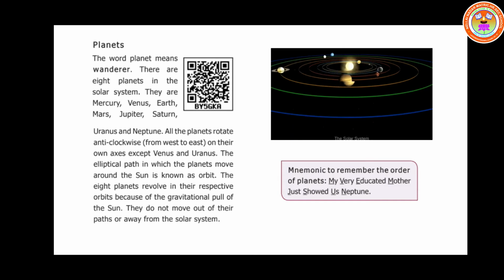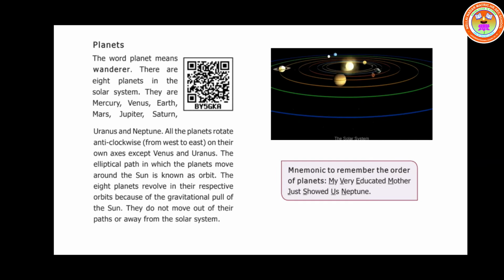Do you understand? The elliptical path in which the planets move around the sun is known as orbit. Orbit is nothing but the path of the planets moving around the sun. That path is called orbit. Is it clear? The 8 planets revolve in their respective orbits because of the gravitational pull of the sun.